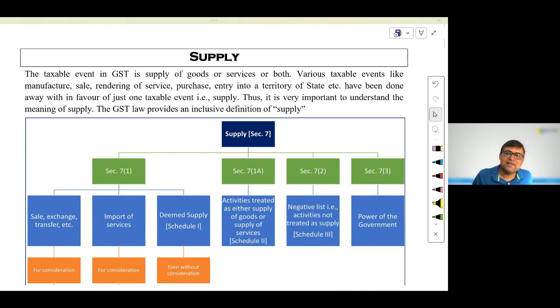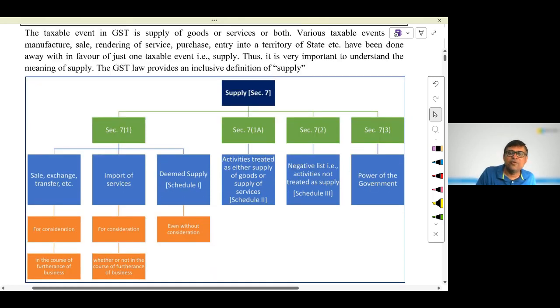Supply is defined under Section 7 of the Central Goods and Service Tax Act. Section 7 is divided into 4 parts: Section 7.1, Section 7.1a, Section 7.2 and Section 7.3. Section 7.1 provides an inclusive definition of supply, and then a couple more parts which cover the deemed supply. Even though certain conditions are not fulfilled, it will still be treated as deemed supply.